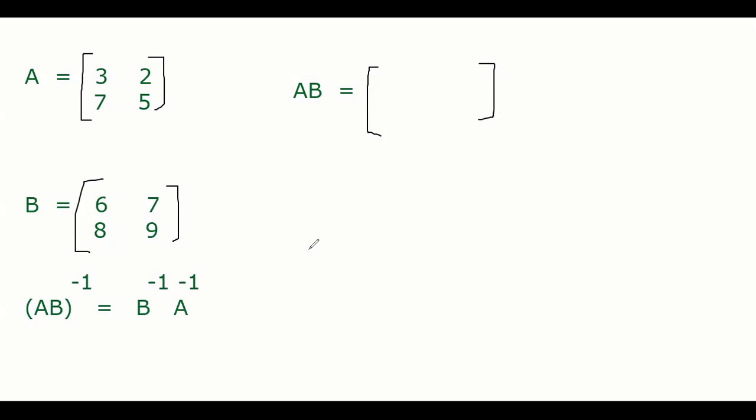3, 2 with 6, 8, what will it be? 3 into 6 is 18 plus 8 into 2 is 16, 18 plus 16 is 34, right? Then 3, 2 with 7, 9: 21 and 18, 39. Then second row, first column, 7, 5 with 6, 8: 42 and 40, 82. Then 7, 5 with 7, 9: 49 and 45, 94. So you got AB easily.